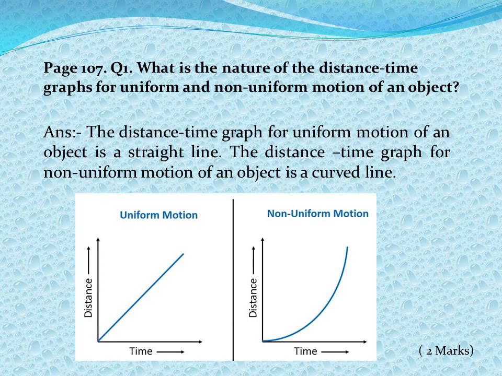Page number 107, question number 1. What is the nature of the distance time graphs for uniform and non-uniform motion of an object? Answer. The distance time graph for uniform motion of an object is a straight line. The distance time graph for non-uniform motion of an object is a curved line.